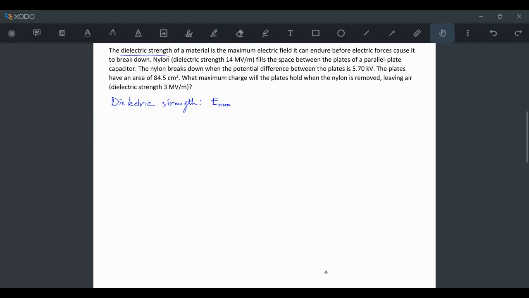Okay, so we're told that nylon has a dielectric strength of 14 megavolts per meter. Nylon fills the space between the parallel plates of a parallel plate capacitor. We're told that the nylon breaks down when the potential difference between plates is 5.7 kilovolts. The plates have an area of 84.5 centimeters squared, and we're asked to find the maximum charge that the plates will hold when the nylon is removed and we have air.